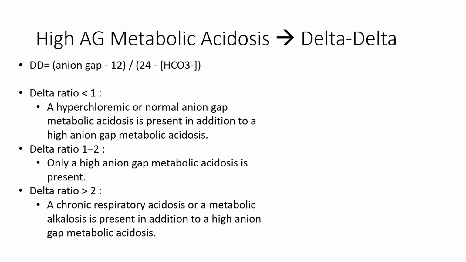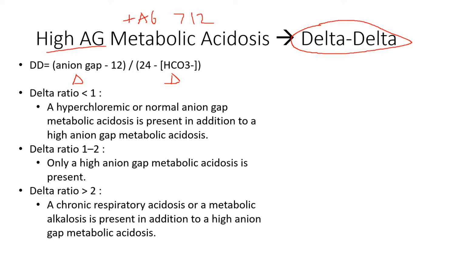Once you have identified a MUDPILES HAGMA, high anion gap metabolic acidosis, so we have a positive anion gap, which is greater than 12, and it's our MUDPILES mnemonic. We also have to do something called a delta-delta. So positive anion gap, more work to do. A delta-delta is really a delta in the anion gap, or a change in the anion gap, over a change in the bicarb. Now that's going to tell you if you have a secondary disorder going on.